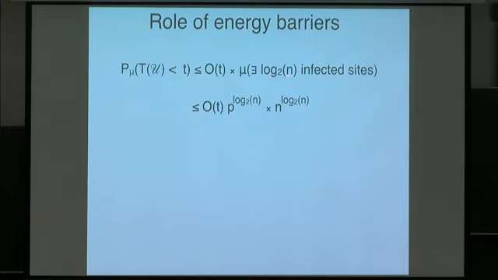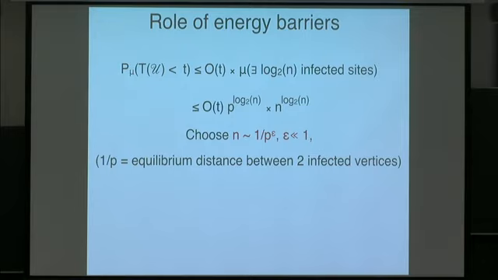Now you choose n to be 1 over a small power of p. Now 1 over p is the equilibrium distance between infected vertices, okay? And then you get immediately this expression, which implies that the average of the infection time is at least larger than exponential with a plus. And actually you can push this argument to a point where you compute exactly the constant.